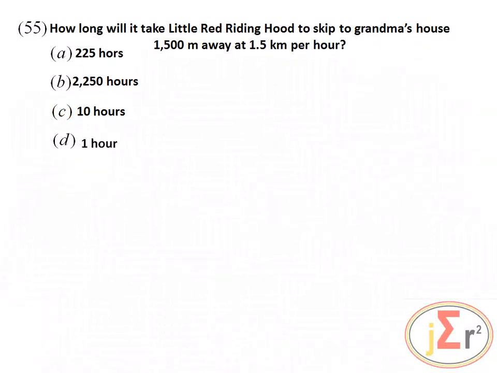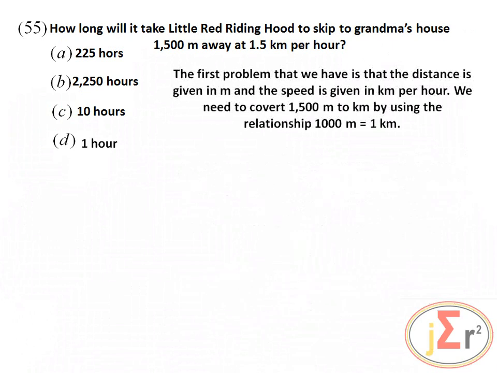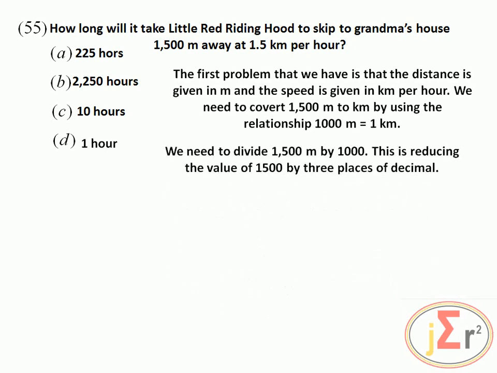How long will it take Little Red Riding Hood to skip to Grandma's house? 1,500 meters away at 1.5 kilometers per hour. The first problem that we have is that the distance is given in meters and the speed is given in kilometers per hour. We need to convert 1,500 meters to kilometers by using the relationship 1,000 meters is equal to 1 kilometer.